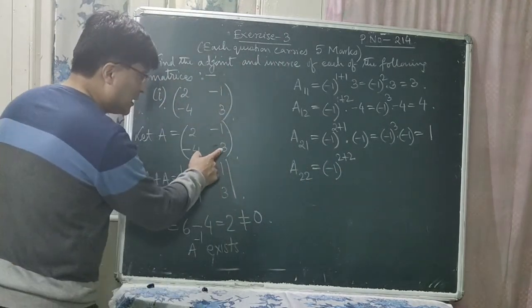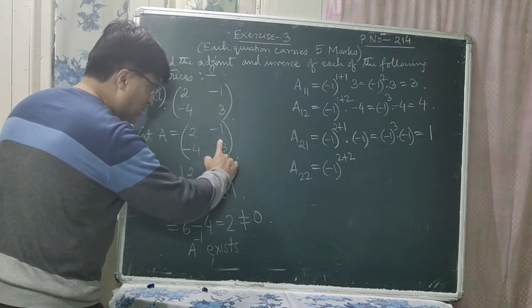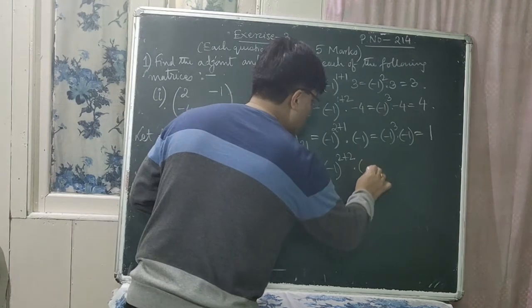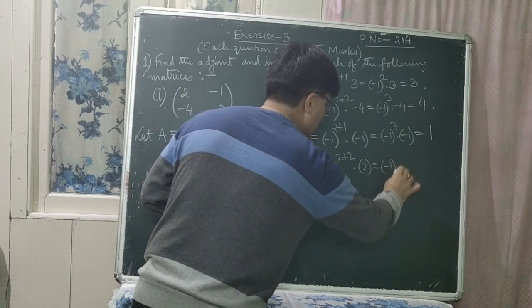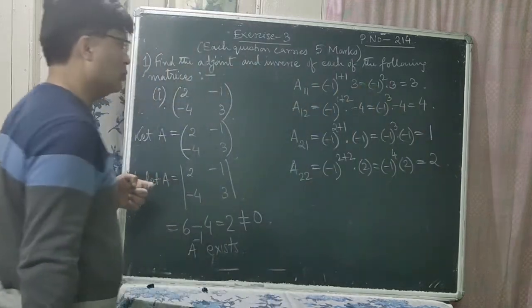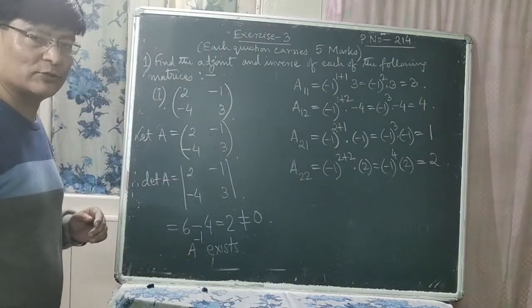Now delete the row and the column of the element 3. That means the second row and second column are deleted. What remains? 2. So it is (-1)^4 into 2, which is equal to 2. So I think you have understood it.